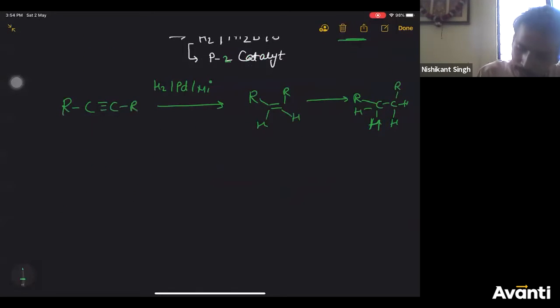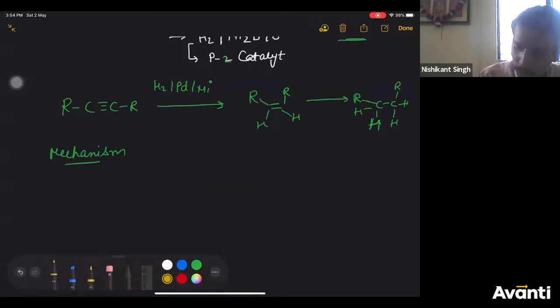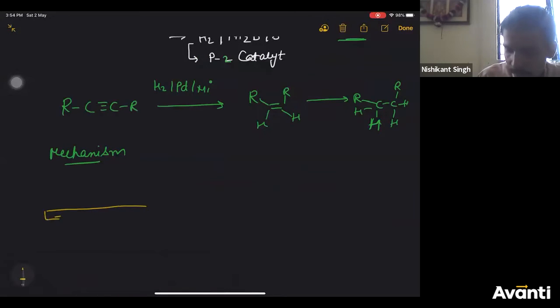Let us see why it happens like this. So see, the mechanism of this cis hydrogenation is, you take a metal surface, right? The metal surface has pores. First hydrogen gas comes, the hydrogen molecule bond will break, and this bond will be formed, so that you will get one hydrogen like this, one hydrogen like this.